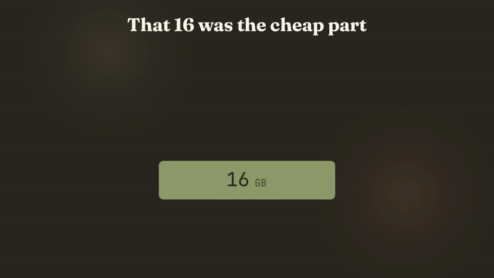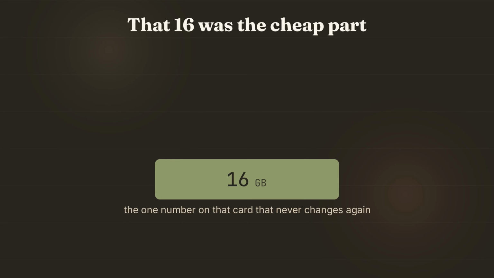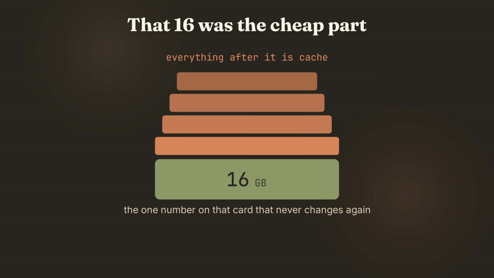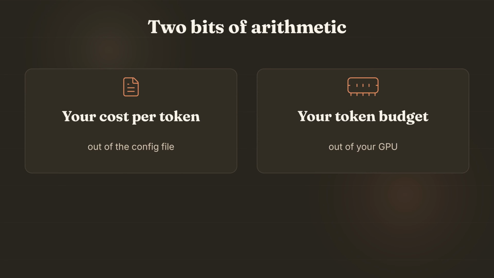So, where does that leave you? We started by loading a model onto a card and watching 16 gigabytes disappear, and that felt like the expensive part. It wasn't. That 16 is the one number on that card that is never going to change again. And everything after it is cache, and cache arrives with every user and every word they send you. So, what would I do tonight? Both bits of arithmetic, and neither of them takes long. Get your cost per token out of your config file and get your token budget out of your GPU. And between them, they tell you how many people fit.